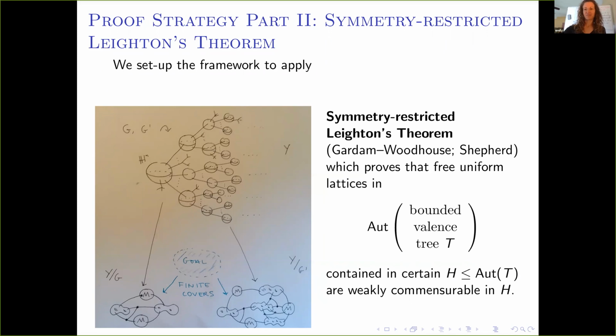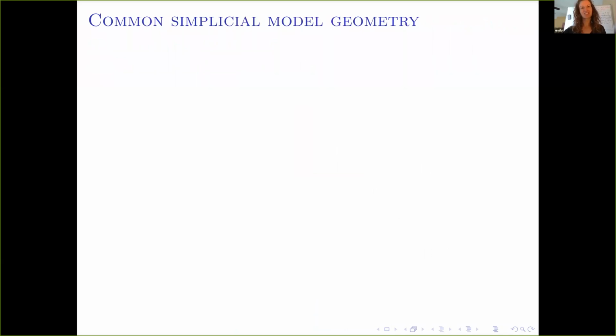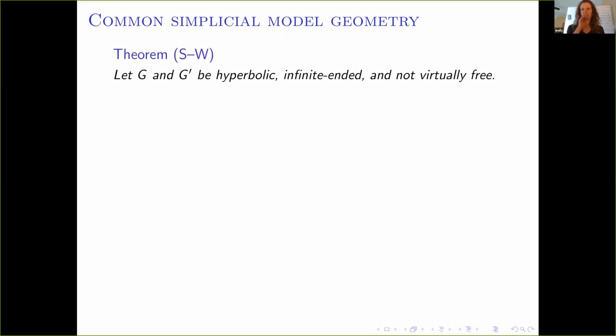Okay, so for the remainder of the talk, let me explain the construction of the ideal model geometry. The theorem behind the ideal model geometry is the following. Suppose that G and G prime are hyperbolic, infinite-ended, and not virtually free groups. So this includes the class of groups we're interested in, where the one-ended pieces are manifold groups, but this theorem holds in more generality.